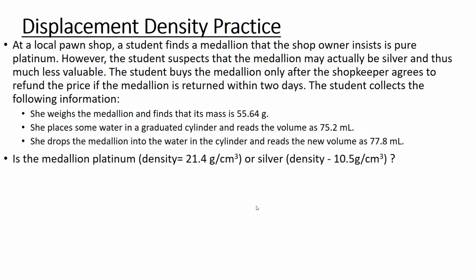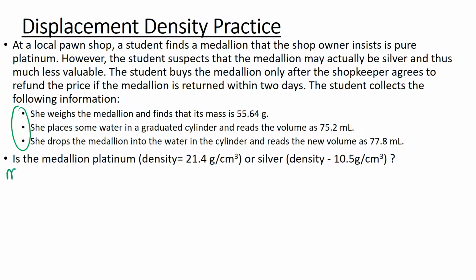Kind of summarizing the top, we essentially have this student looking at a medallion, and we're trying to determine if it is pure platinum or if it's made out of silver. These 3 bullets are what's important with a lot of our information. So she weighs the medallion and finds that it has a mass of 55.64.